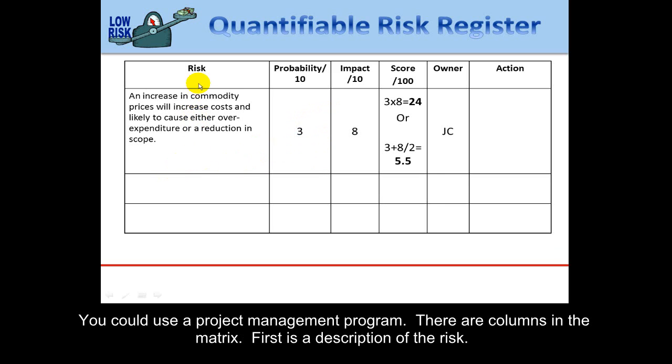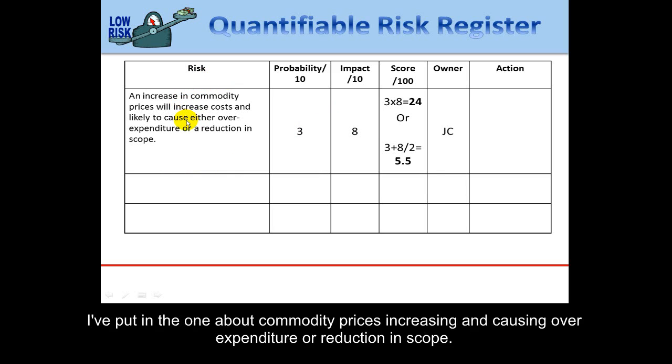So here are the columns that we've put into the matrix. First of all is just a description of the risk, and you'll see that I've put in the one about commodity prices increasing, causing over expenditure or a reduction in scope.